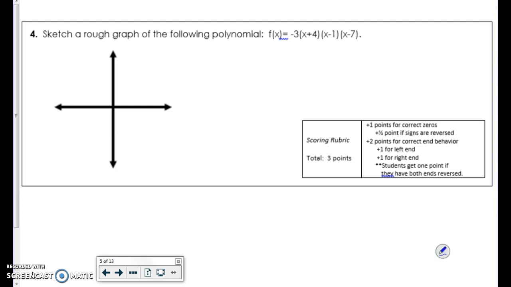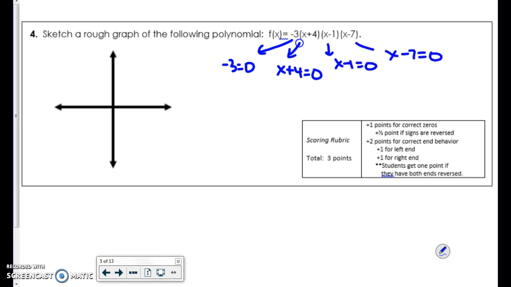And to do that, I'm going to apply the zero product property, and I'm going to set each part of my equation equal to 0. So just take a second and write that down. X minus 1 equals 0, and x minus 7 equals 0. All right, so these will tell me my x-intercepts.